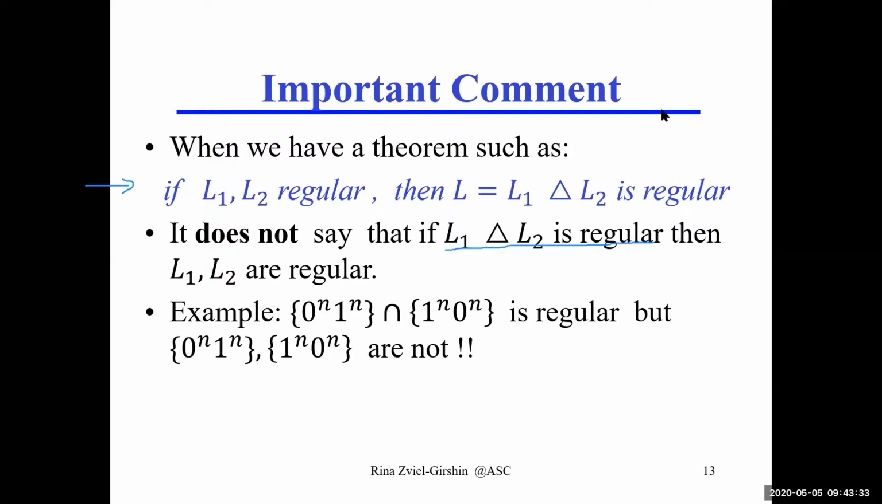Okay. I would like to give you several examples. 0 to the power of n, 1 to the power of n, intersection with 1 to the power of n, 0 to the power of n. Please take a moment and please tell me what will be the resulting language of this intersection.